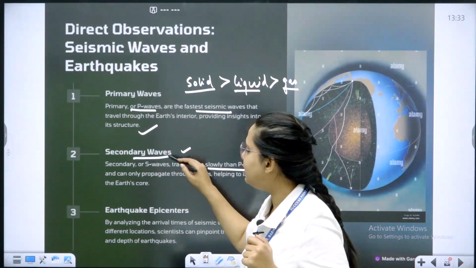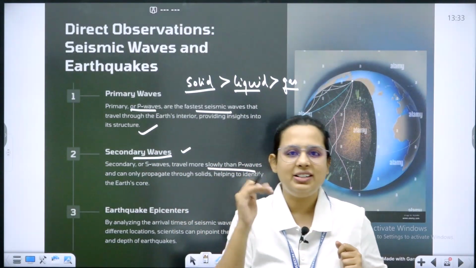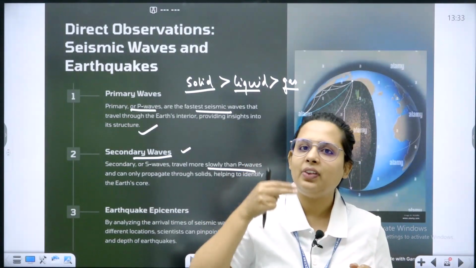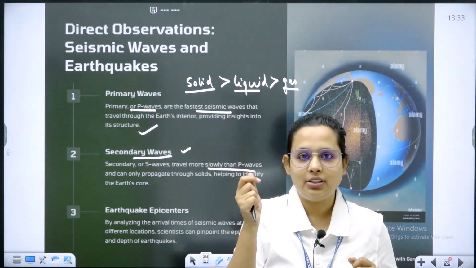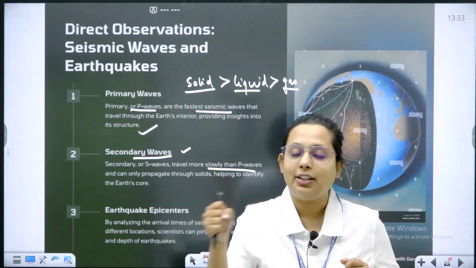However, when I talk about the secondary waves, these are the waves that only travel in the solid medium, right? So this difference between the primary waves and the secondary waves is very pivotal in order to understand the interior of the earth.